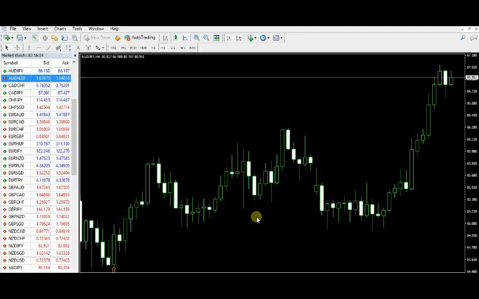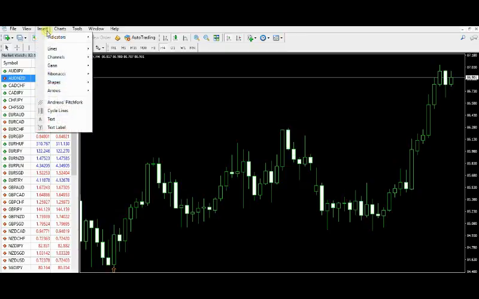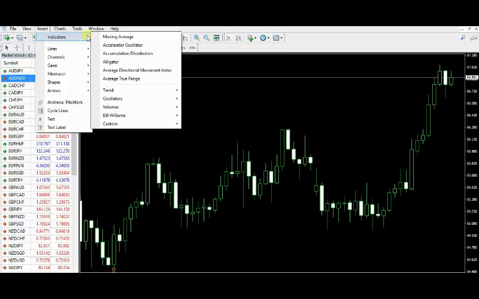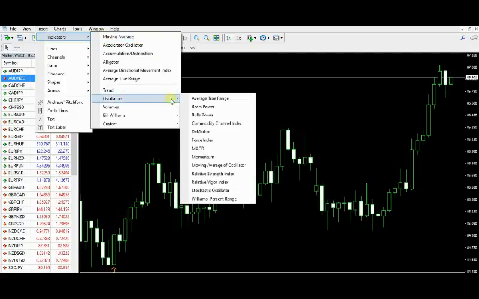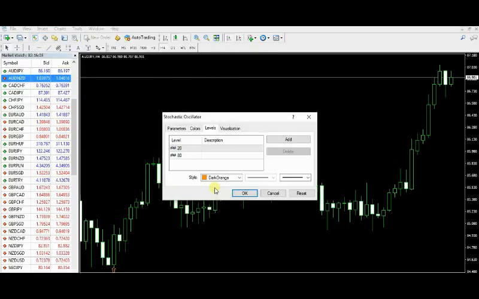Okay, guys, today we'll be talking about the stochastic, one of the fundamental and basic tools to use as a trader. I am using the MT4 platform. So where do we find this amazing oscillator? First we go to indicators, then oscillators. Scroll down till we find the stochastic oscillator.